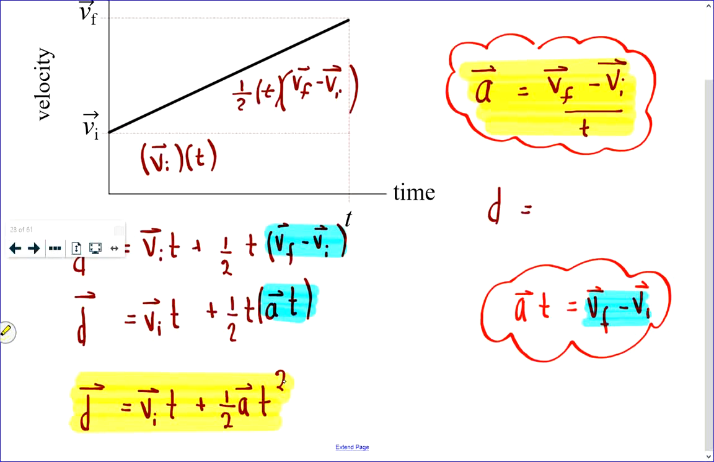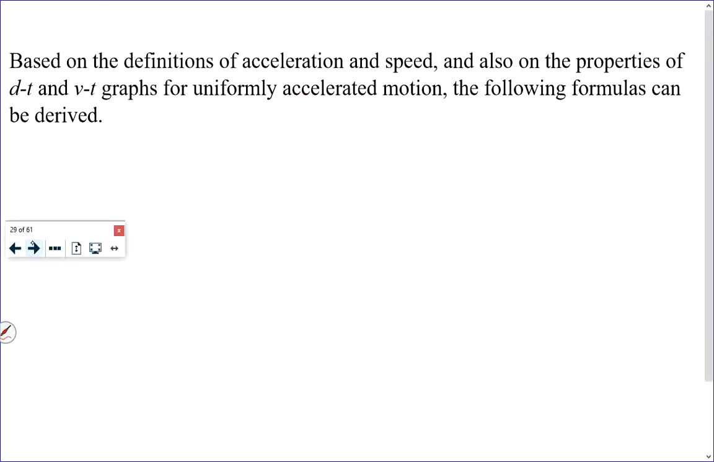So you might use this top equation if you know the acceleration, the time, and the initial velocity, and want to determine the final velocity. You might use this bottom equation if you know the displacement and the time and the acceleration, and maybe want to find the initial velocity. They're tools. Okay? So now, let's get to the formal part of the lesson.